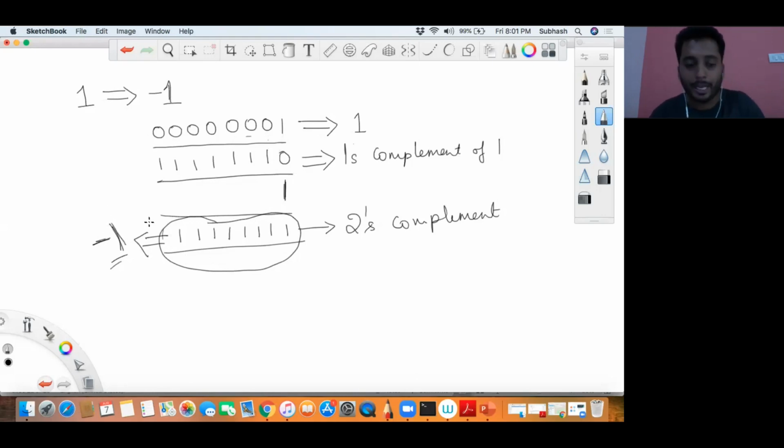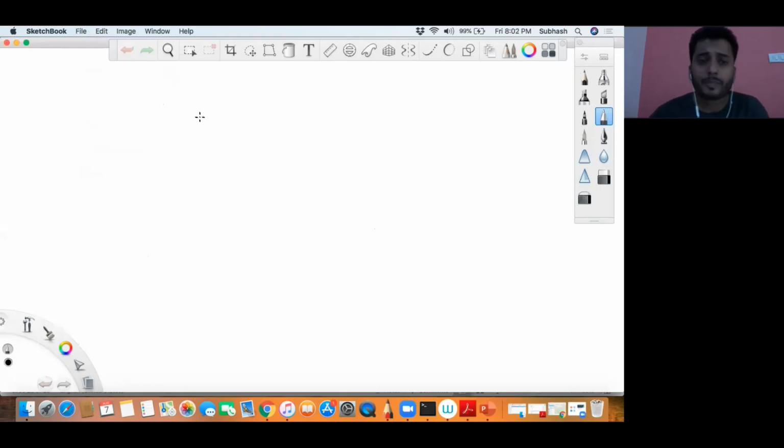Now in the slide I will show you how to represent -2. I want to represent 2 in binary. How do I represent -2? First keep 2 as it is: 0 0 0 0 0 0 1 0. This is 2.